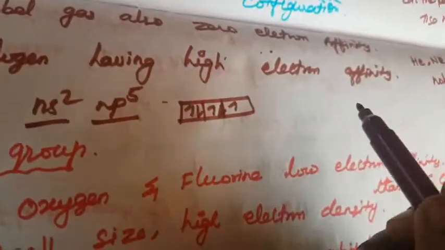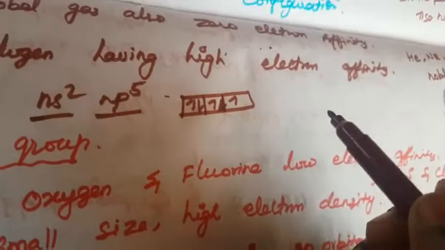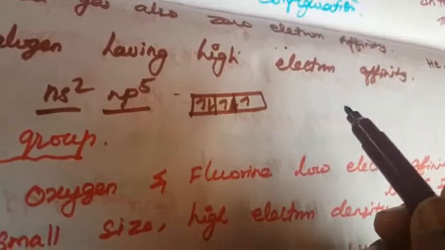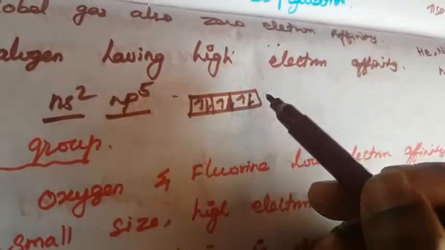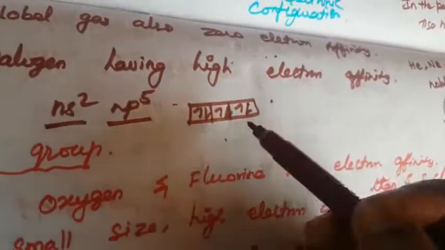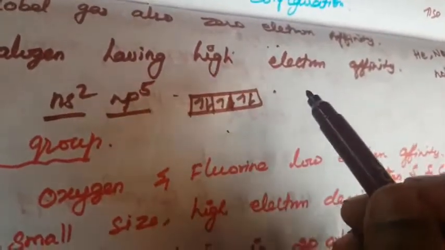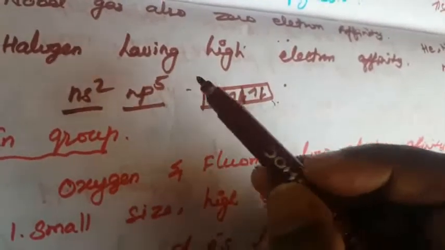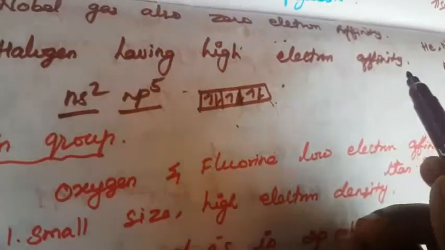Last year we studied what is meant by octet configuration. When they attain eight valence electrons, it is called the octet rule, right? That is the same thing here. There are 7 electrons, and gaining one more electron in the halogen gives the octet configuration. So it is the stable configuration. That is the reason the halogens have high electron affinity.